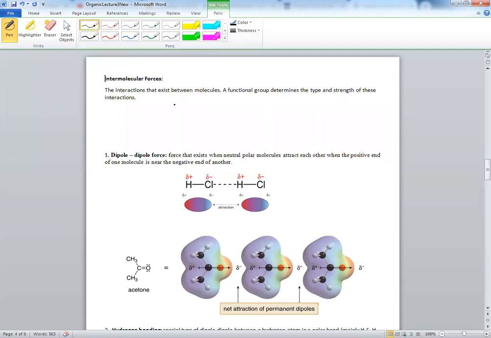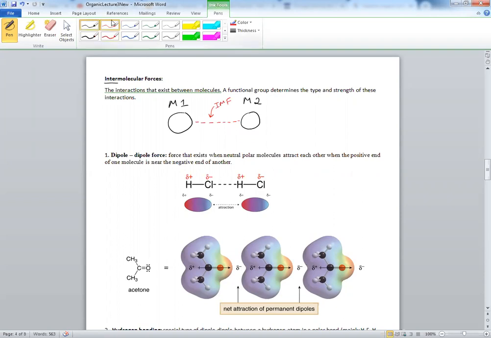The word inter means between two molecules. So if you have molecule 1, I'm going to call it M1, and if you have molecule 2, this thing right here between them, which we usually show, this force between them is called an intermolecular force, or IMF.